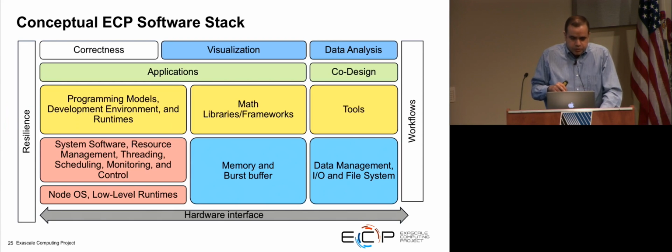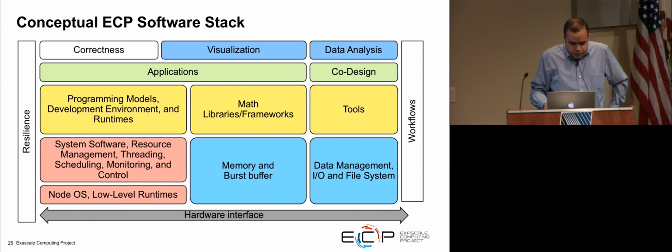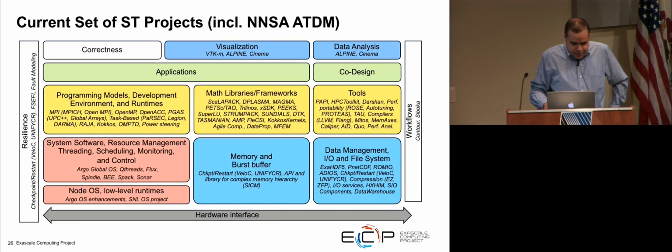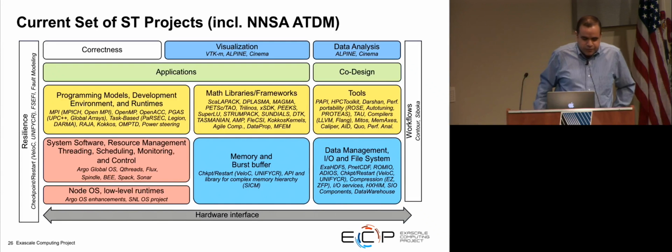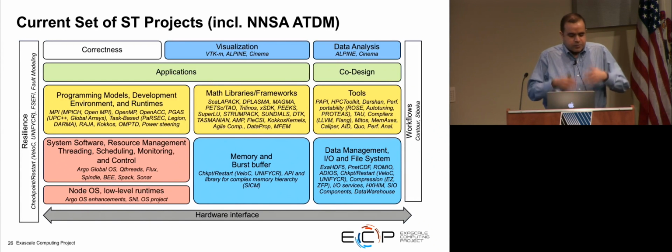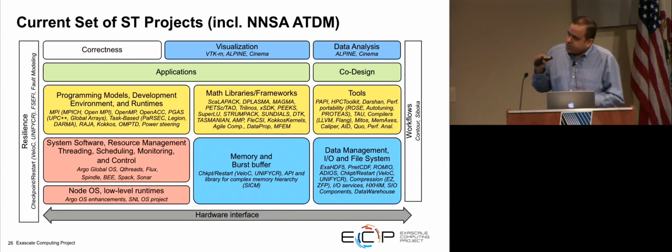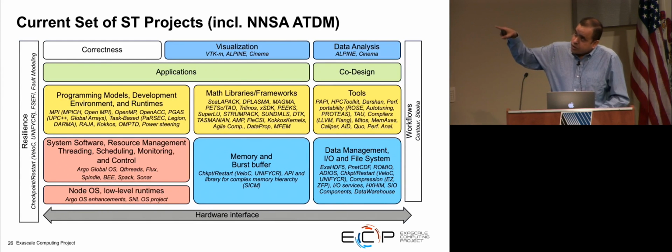So I'm going to show you a conceptual ECP software stack. I'm going to show you the set of projects, or actually the set of technology. This is not the names of all the projects, but names of some of the tools or the packages that are part of it. It's a large set because sometimes there is one project building many tools and so forth. So it's not a clear mapping. This includes the 35 announced last year plus the ATDM all in one.